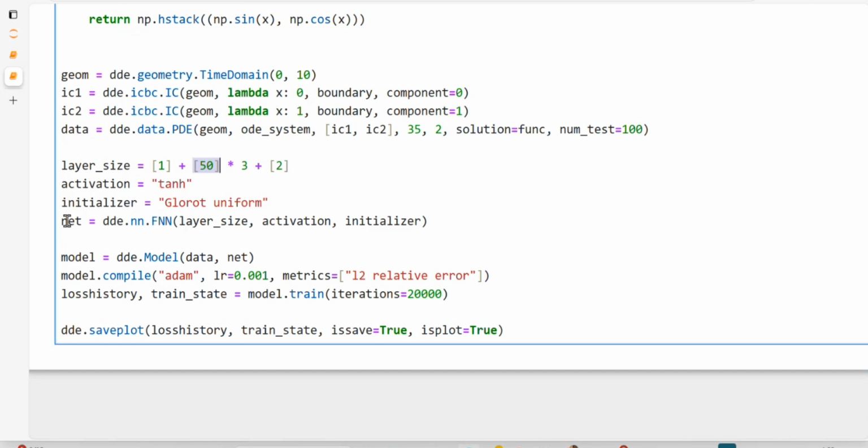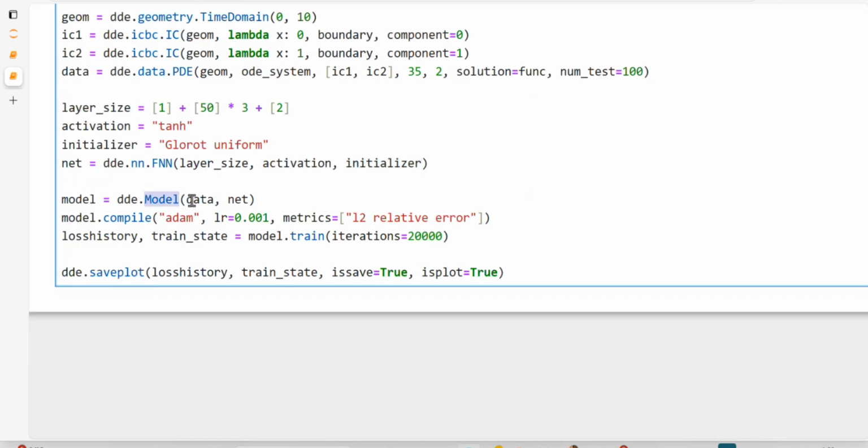Feed forward neural network is layer size. This is the layer size: 1 input, 2 outputs. 2 outputs are y1 and y2. This is the solution from the neural network. And activation function is defined, which is tangent hyperbolic, which I already explained in my another playlist. And initializer is this Glorot uniform. So here you define the model, which contains input as data and net.